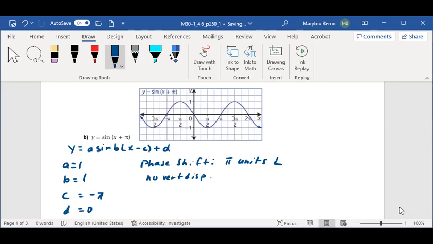Okay, to sketch the graph, you would use the amplitude, again of 1 because A is 1, and the period is 2 pi over B. B is 1, so the period is 2 pi. So that's what you would use to sketch it. There's no vertical or horizontal stretch.